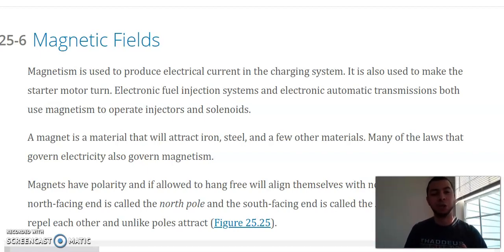Now, I'm just going to read a little excerpt out of here. Magnetism is used to produce electrical current in the charging system. It is also used to make starter motors run. Electric fuel injection systems and electric automatic transmissions both use magnetism to operate injectors and solenoids. So when we were on the bench doing our task sheets in the shop, we were looking at the different kinds of motors that we had, whether it was a starter motor, or an alternator, which has very similar components. You'll see they're just a little bit backwards in the way that they are dissimilar. We also looked at fuel pumps, relays, solenoids, things like that.